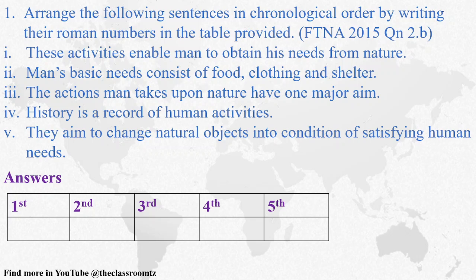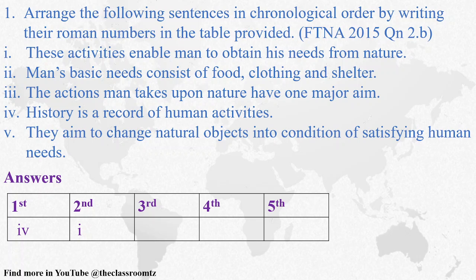According to the event of occurrence, it seems the first sentence should be Roman 4. History is a record of human activities. That's where all things start. History is the record of human activities. Then what are those activities? We're going to check sentence number 2. Sentence number 2 should be Roman 1. These activities enable man to obtain his needs from nature.